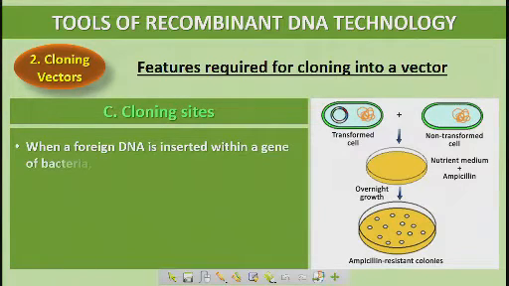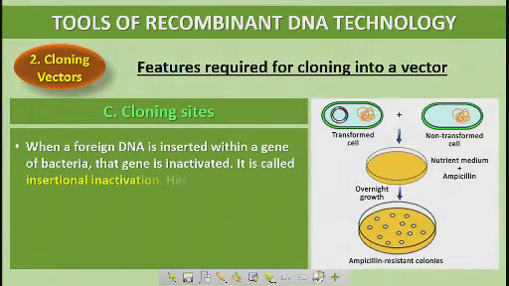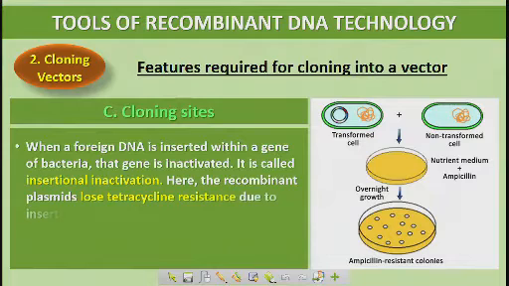When a foreign DNA is inserted within a gene of bacteria, that gene is inactivated. It is called insertional inactivation. Here the recombinant plasmids lose tetracycline resistance due to insertion of foreign DNA.